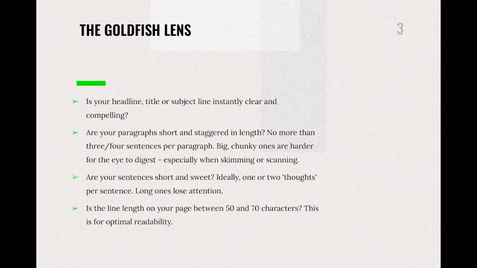Is the line length of your page between 50 and 70 characters? This is for optimal readability. A lot of designers don't even know this when they really should. Sometimes they'll just design things to look nice and won't think about the fact that a line with more than 70 characters in it is very difficult to read. Some of them are way, way over length in terms of optimal readability.